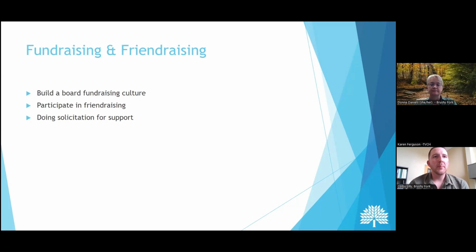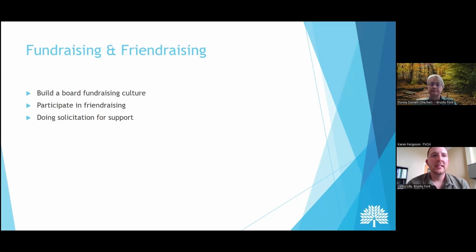So building a board fundraising culture means that some board members might have strength of relationships and connecting with people, while others may thrive in project management and putting plans together. These are different roles that the board members can play. And collectively, with those individual talents and expertise, the board can really function at a higher level.